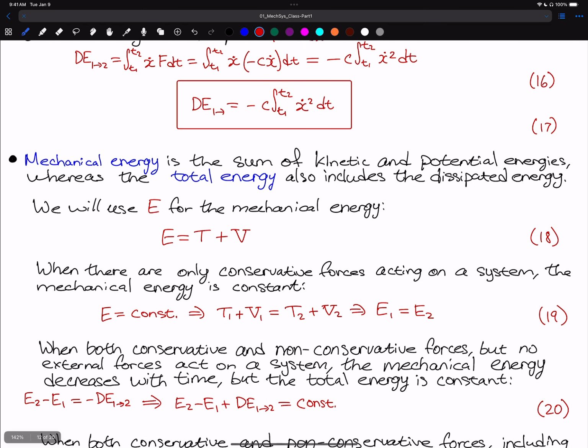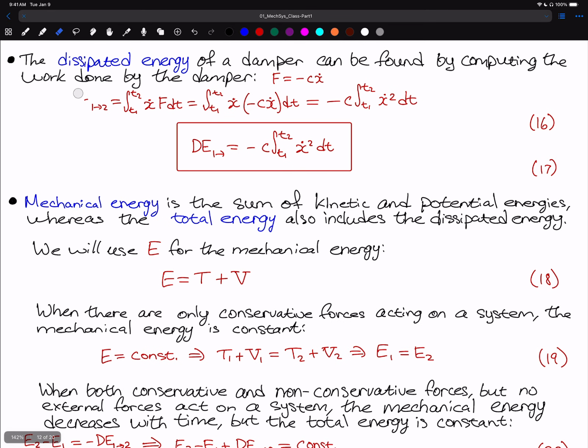Okay, I want to just make a clarification here. We put a negative sign here. What we should really do is, instead of saying this is dE, we should actually call this the work by the damper, let's say. And let's change it here as well. The work by the damper from 1 to 2. And then we'll write here that the dissipated energy from 1 to 2 is equal to the negative of the work by that damper from 1 to 2.